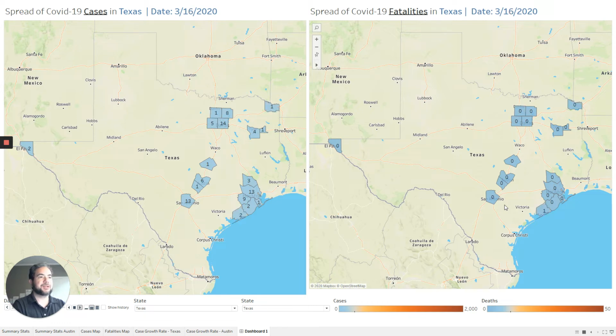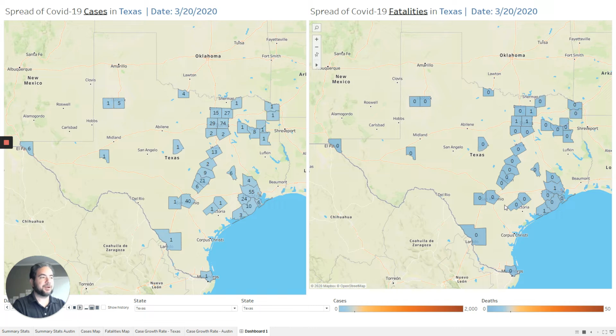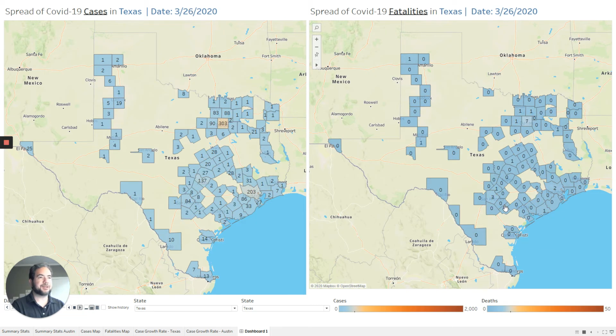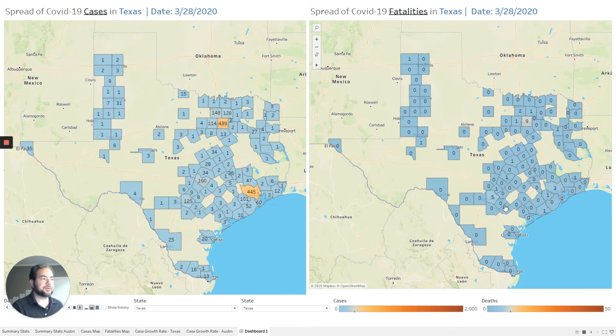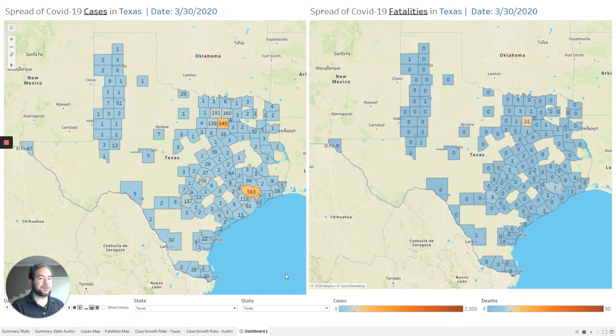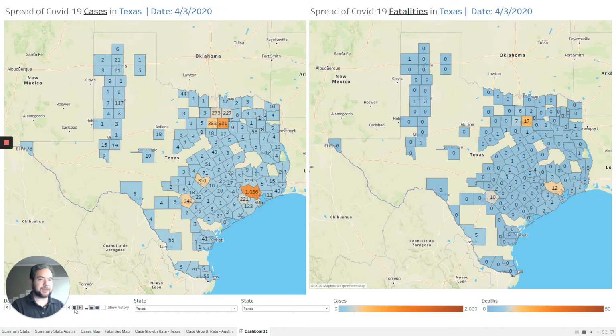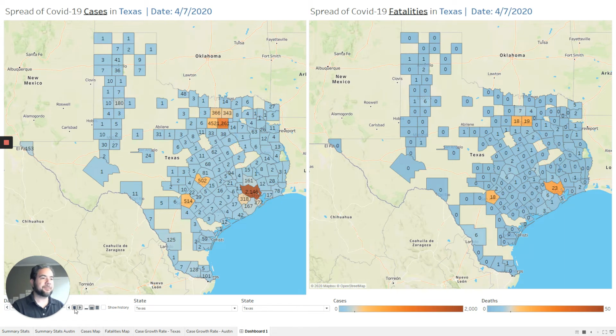And once we reach mid-March, things really start moving along, as we saw on the national level as well. But the fatalities are still pretty low. Typically fatalities will really take place about 12 to 20 days later.